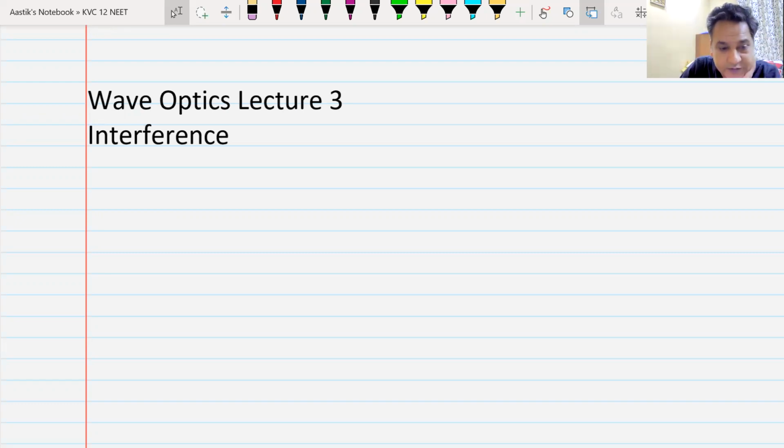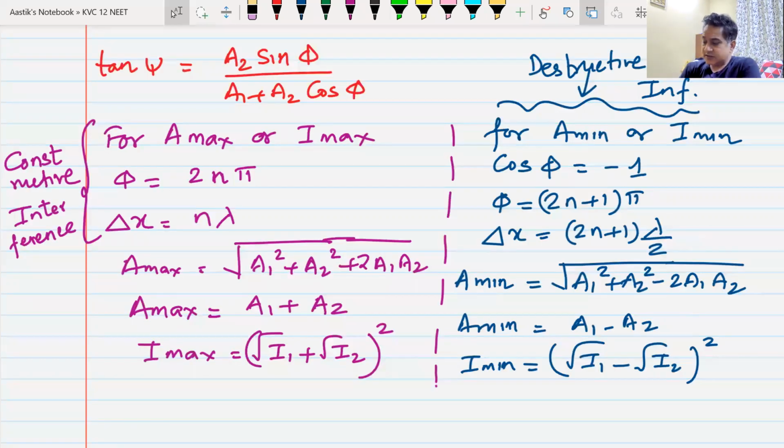We were dealing with wave optics and we were seeing what we mean by interference, and we had seen the two types of interference. Do you remember constructive interference and destructive interference? In constructive interference we have maximum intensity and we have maximum amplitude.